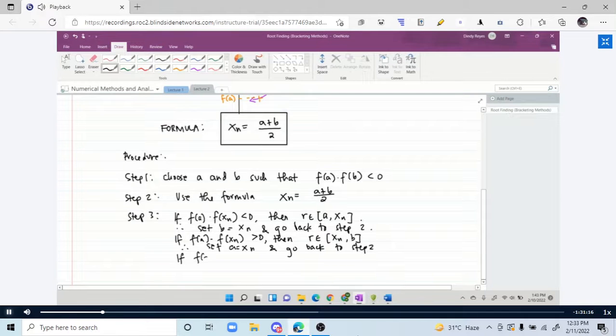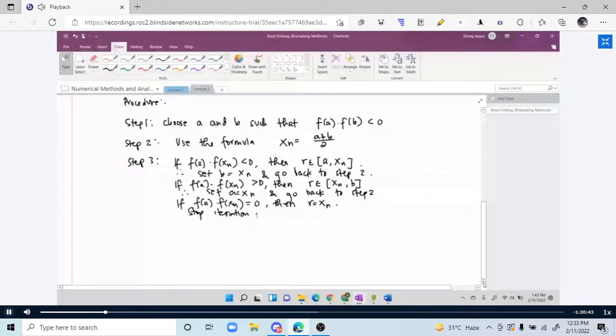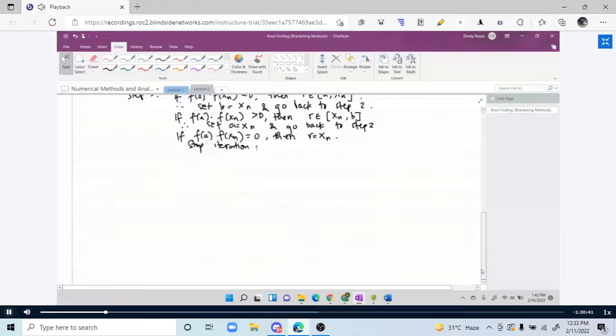Now, if it happens that f of A times f of x sub n is equal to 0, then R is equal to x sub n. Okay, stop iteration. Okay, then whatever your x sub n is, your approximate is exactly the root r. So you have to terminate what you're doing, terminate the iteration already. Okay, so let's apply this formula to answer the same example that we had last time.